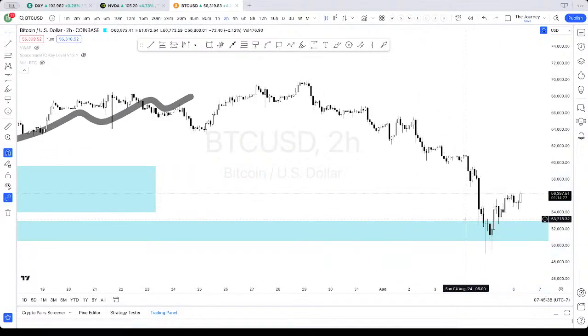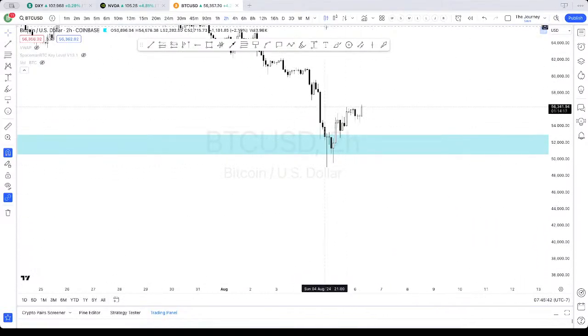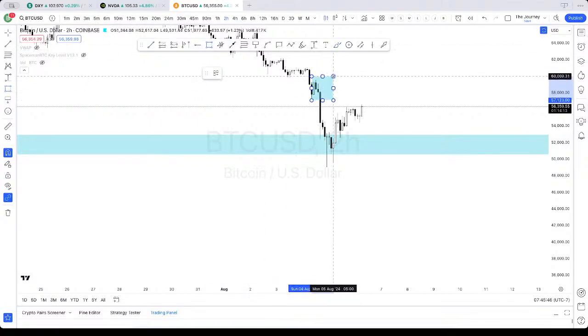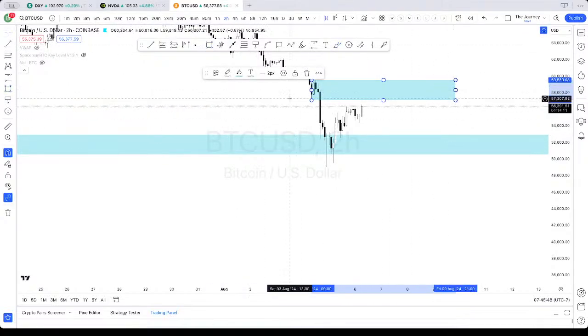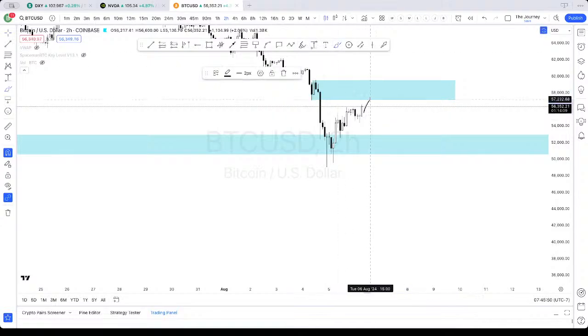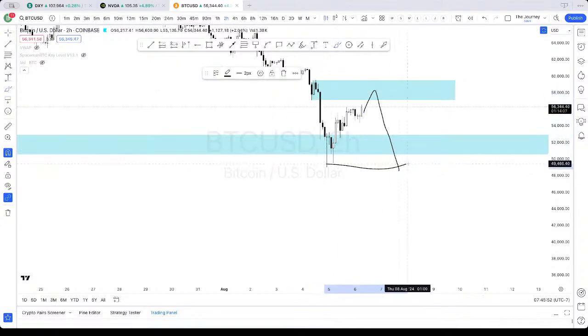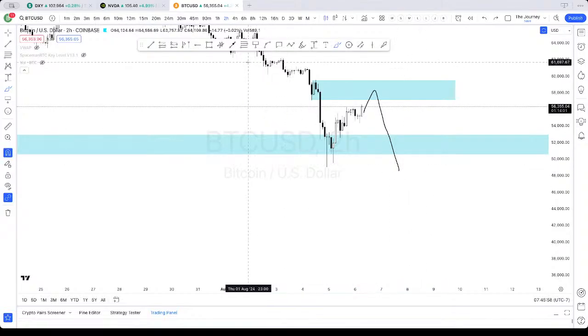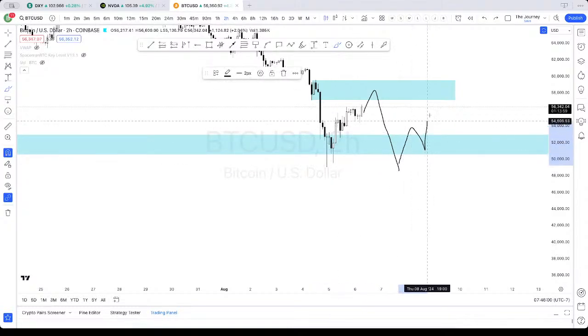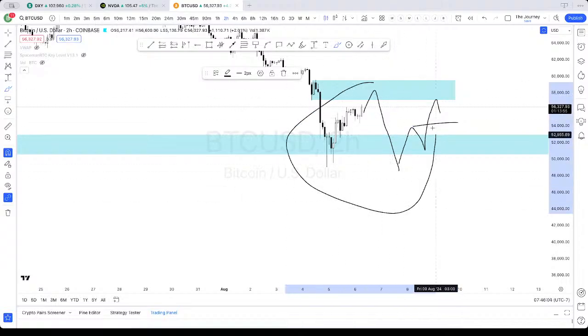Let's see, it's Tuesday, right? It's Tuesday. So this is what we need. We need price to form a proper accumulation. We need price to bounce off of supply, come back down, and challenge the low one time. Not two times, just one time. And then maybe come back up, do one of these. We need this to occur this week.